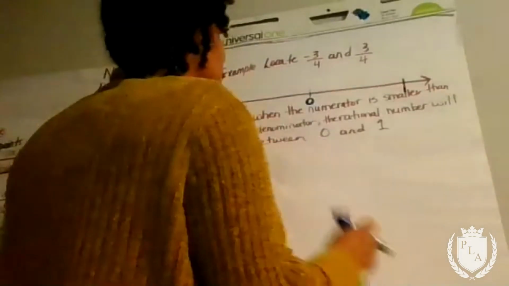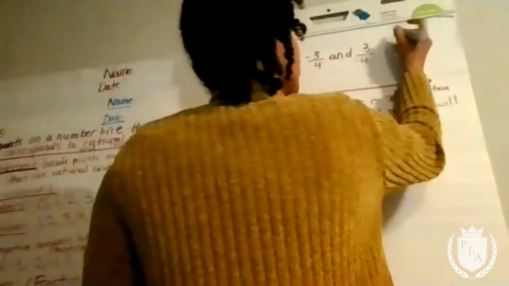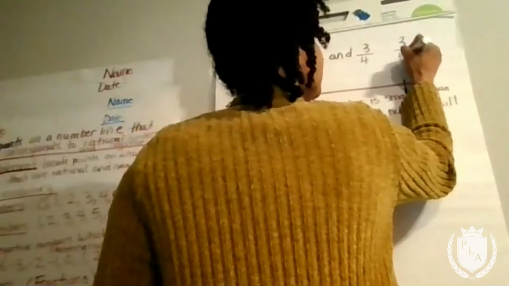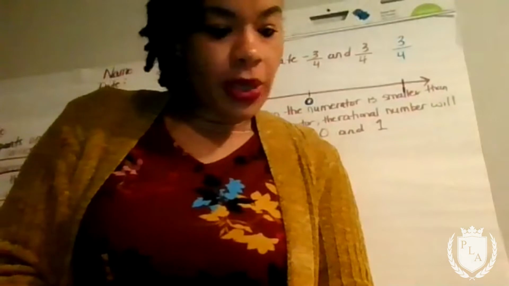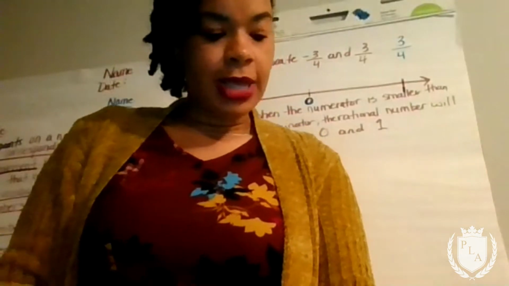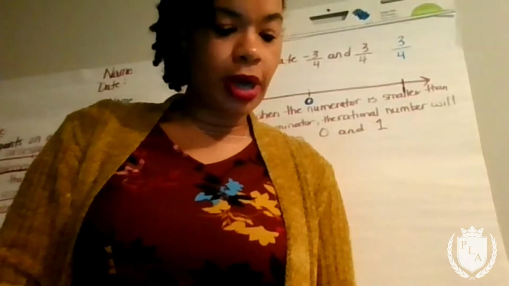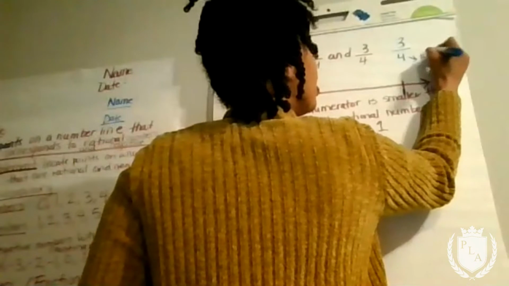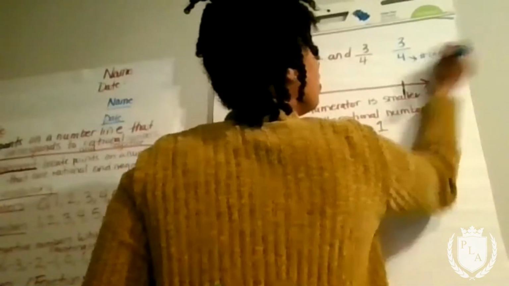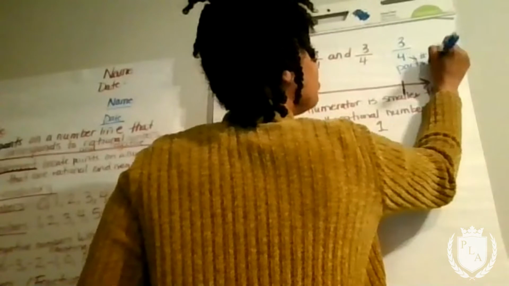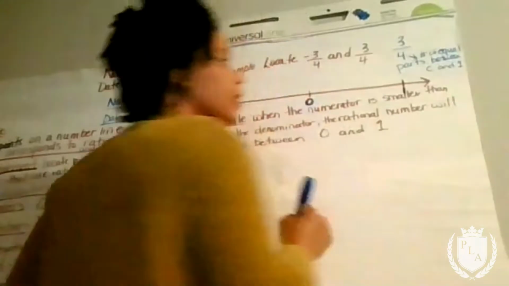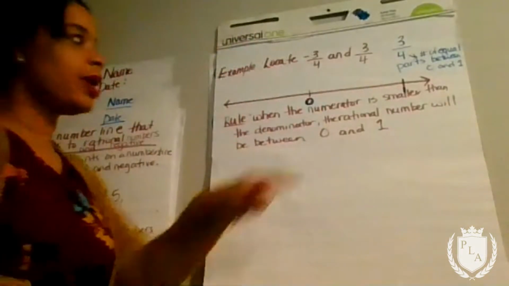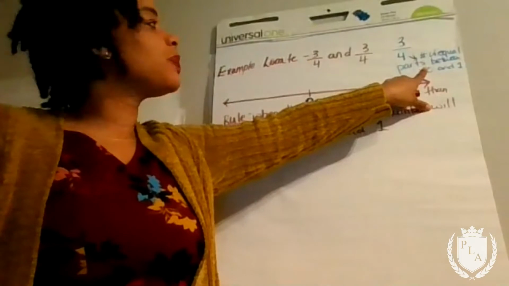Okay, so now, very important. Look at your fraction, 3/4. Look at this fraction. The denominator, always pay attention to your denominator first. The denominator tells us the number of equal parts between 0 and 1. So it's the number of equal parts between 0 and 1, okay? The number of equal parts between 0 and 1.